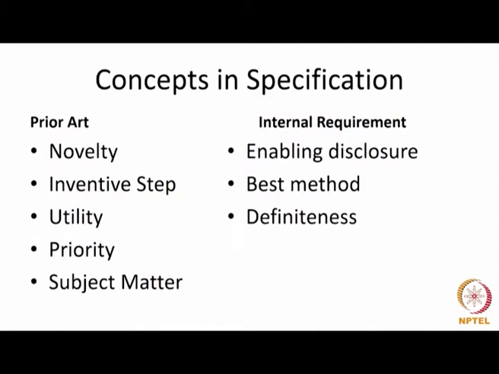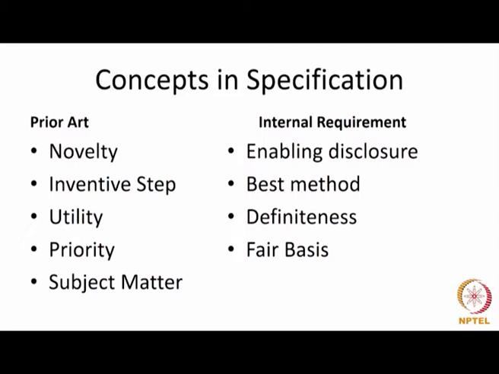Definiteness, again, is a requirement under section 10. It requires the claim as it is claimed to be clear and succinct. So definiteness requires the claim to be clear and succinct. There cannot be ambiguity in the claim. If the claim is ambiguous, again it can be a ground for rejecting the claim. That's an internal requirement.